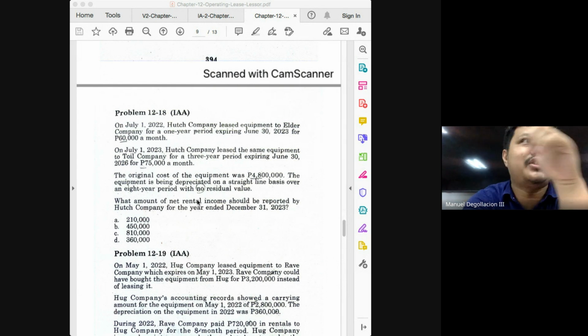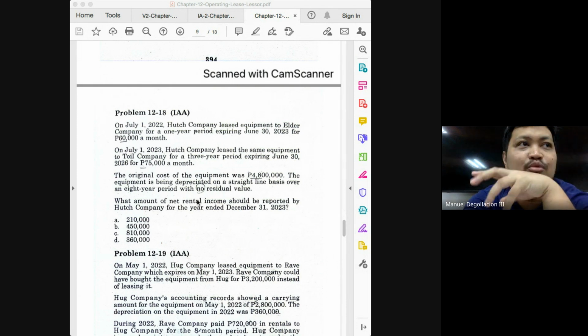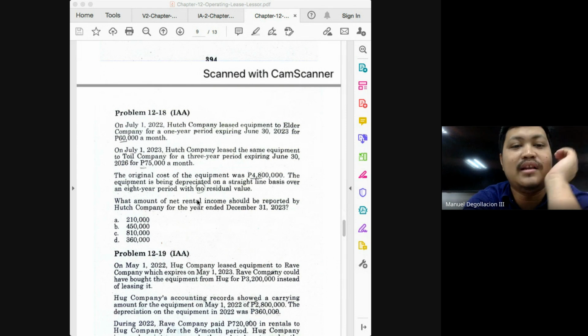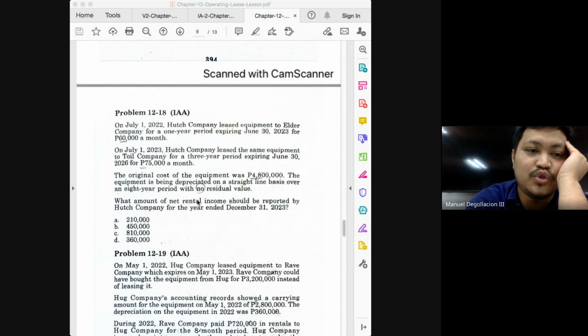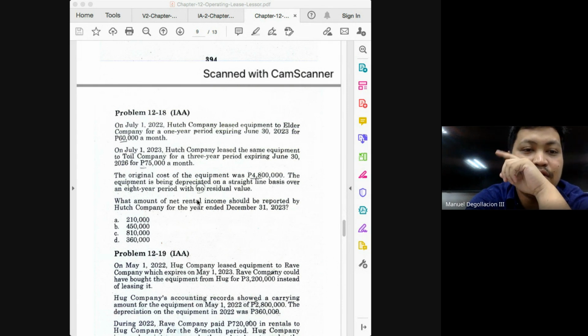Because you might ask, why are we not just adding the collection for the lease with Elder Company and the lease with Toil Company? Again, they pertain to different contracts. The rental income would be spread out over the lease term. So what was the lease term for the Elder Company? It was July 1, 2022 to June 30, 2023. So only on that period will we have a uniform rental from this contract. And the second contract, different. So it does not mean we will be adding everything. We do that for all contracts. Again, it is for each separable contract.